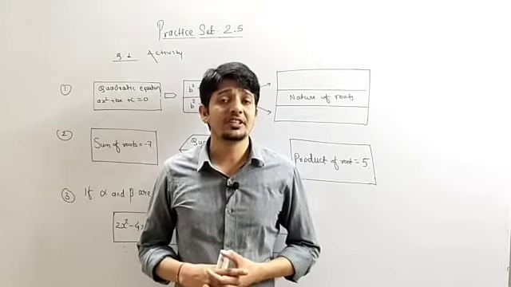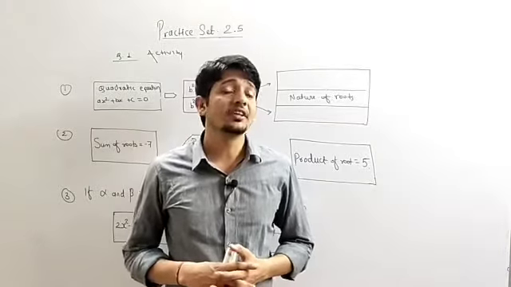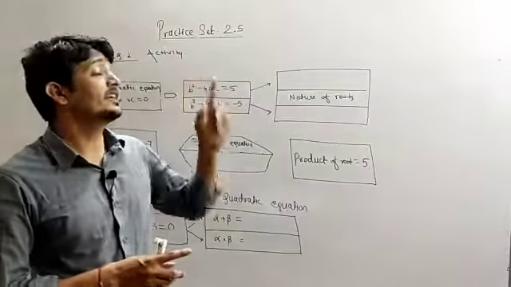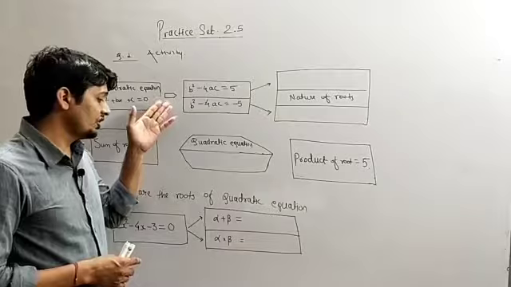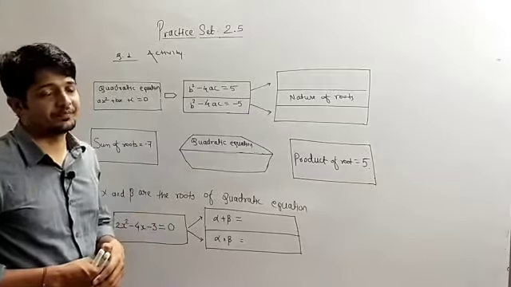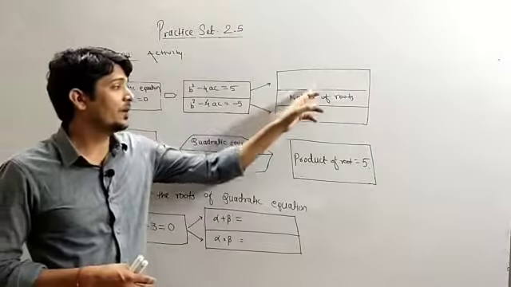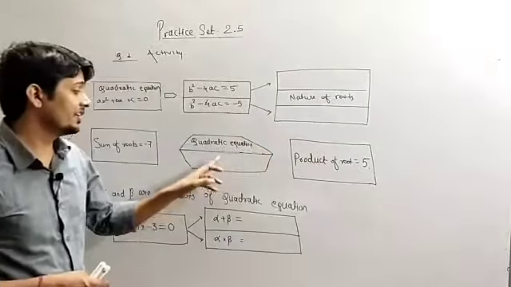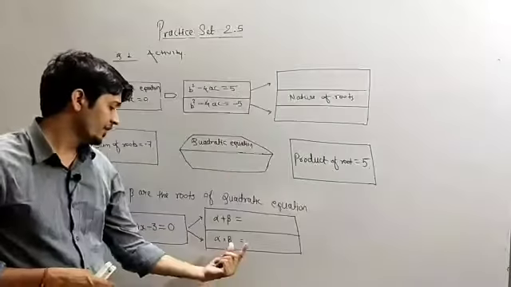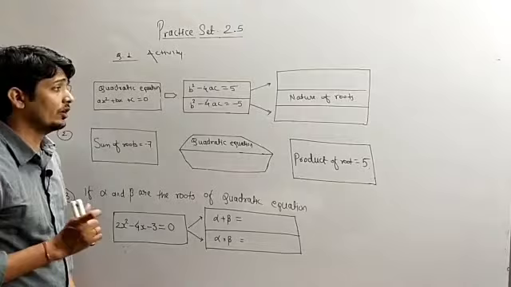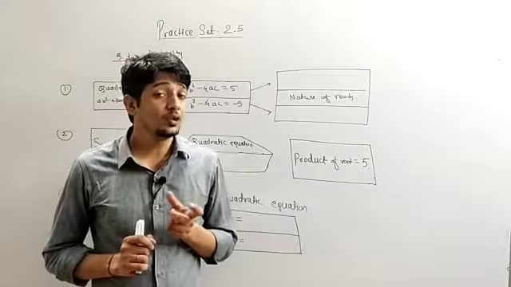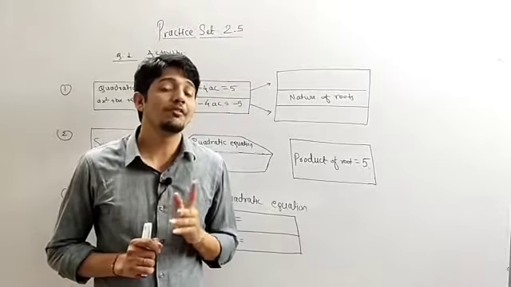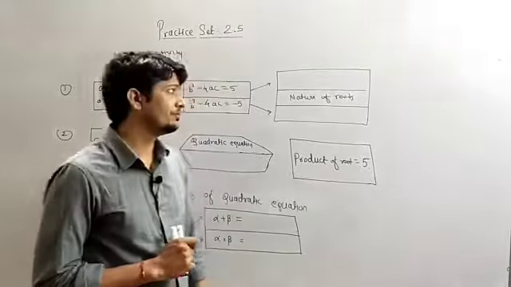We are going to discuss the quadratic equation and practice set 2.5. Practice set 2.5 has three activity-based questions where we have to fill in the blanks only. We have already understood the roots of a quadratic equation. What is the root of a quadratic equation? It is the value of alpha and beta.